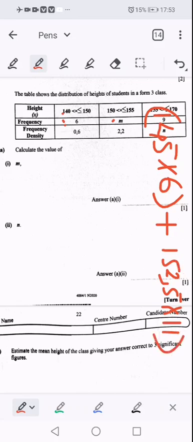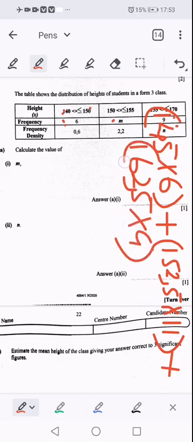So please listen very carefully. Remember that we found each class center by adding the two ends and dividing by 2. Then you multiply the class center by its frequency. Then the next one, plus the class center 162.5 times its frequency, which is 9. All over what? All over the total frequency. Total frequency is 9 plus 6 plus 11, so total frequency is 26.